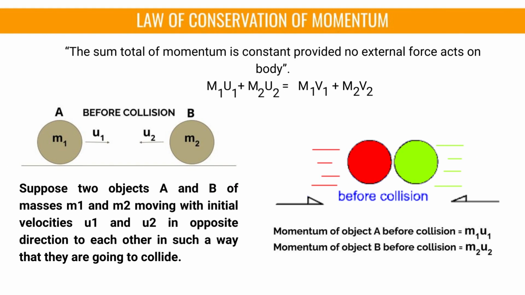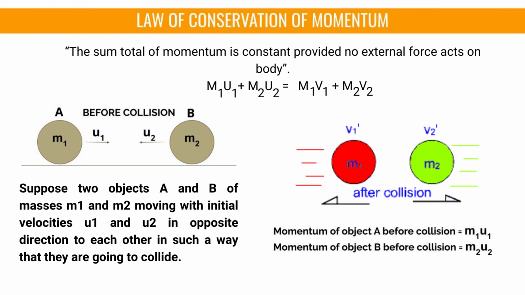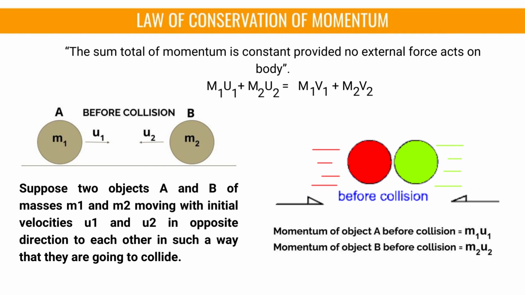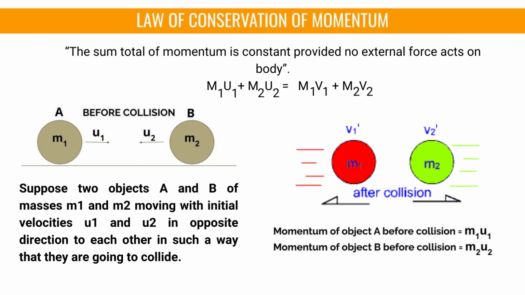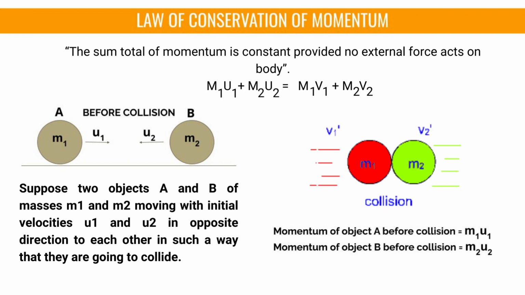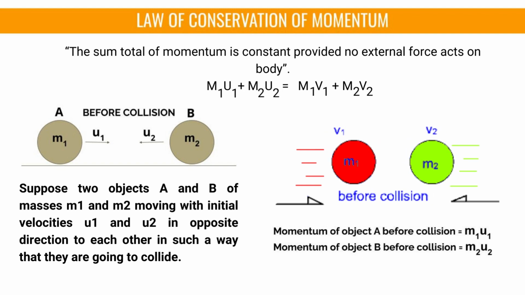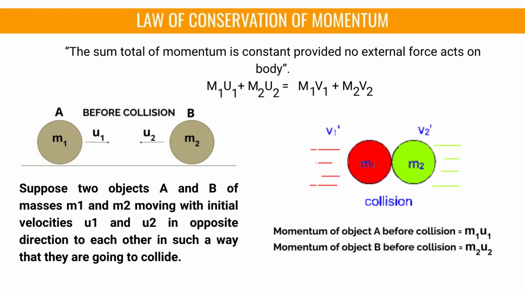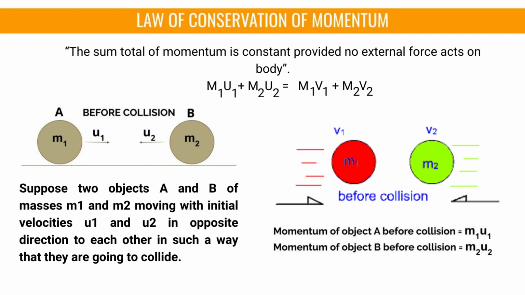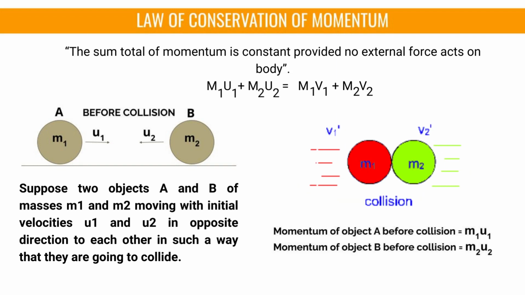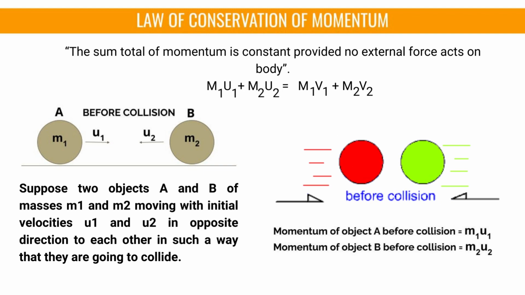Here comes the core principle. We'll explain the law of conservation of momentum, which states that the sum total of momentum is constant, provided no external force acts on the body. m1u1 plus m2u2 equals m1v1 plus m2v2. This principle is crucial in understanding various physical phenomena.